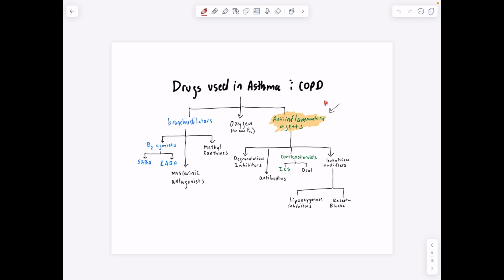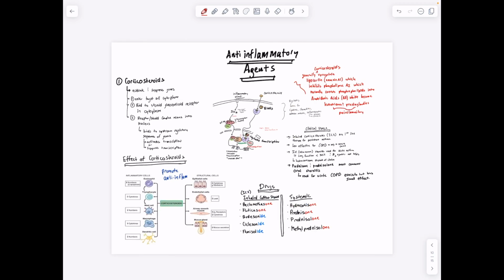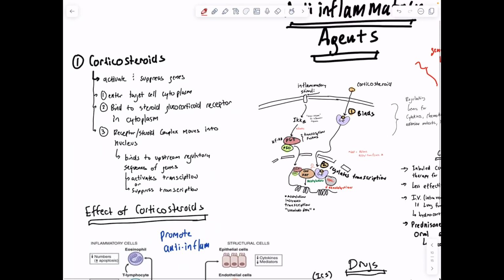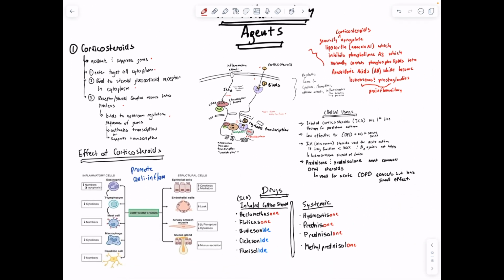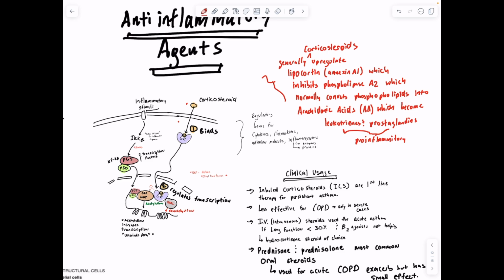Now we're going to go over our anti-inflammatory agents, specifically starting with our corticosteroids. The basic idea is our corticosteroids, being steroids, can go through the plasma membrane of a cell, and then it's going to activate and/or suppress genes. So enter the cytoplasm, bind to a receptor in the cytoplasm, move into the nucleus, and then regulate the transcription of our inflammatory mediators. In particular, generally they upregulate lipocortin, also called annexin A1, which inhibits phospholipase A2, which normally converts phospholipids into arachidonic acid, abbreviated as AA, which can be converted into leukotrienes and prostaglandins. And leukotrienes and prostaglandins are our classic pro-inflammatory mediators, along with histamine.